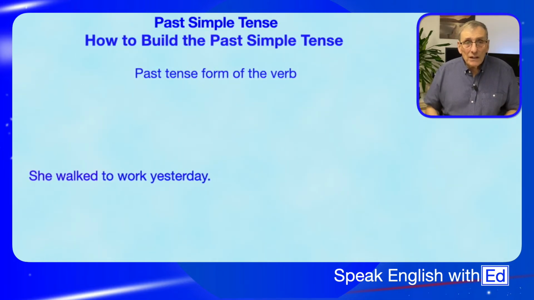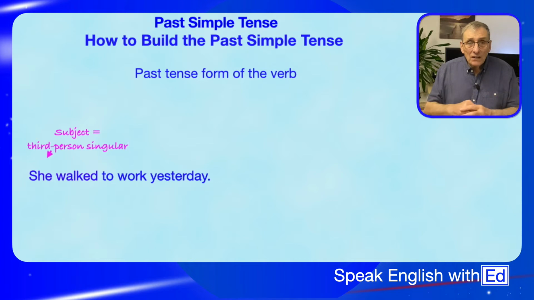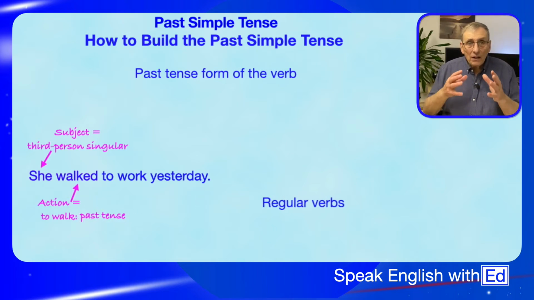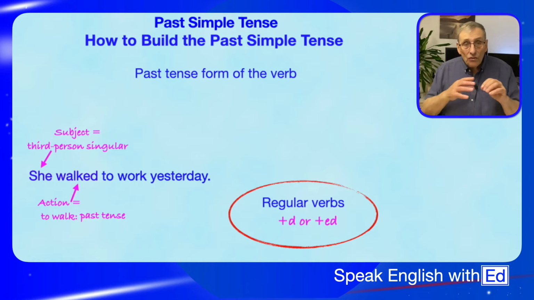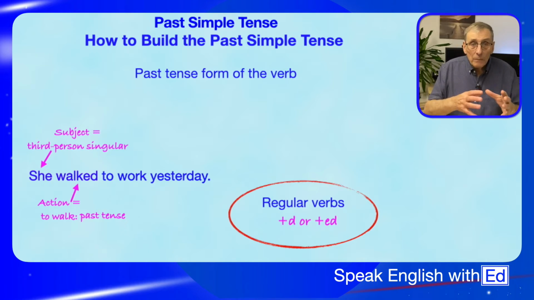She walked to work yesterday. Now here, the subject is third person singular, she. And the verb, the action verb, is to walk. In its past tense, that's walked. Now this does conform to the regular verb rules of adding a d or an ed. In this particular case, there's no e at the end of walk, so we add ed, walked.